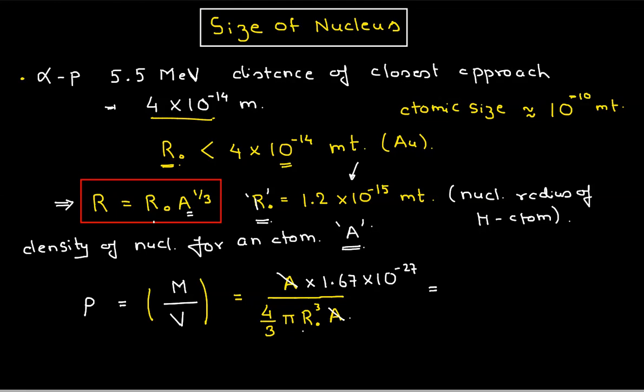Why are we multiplying with u? Because the mass of the atom is what in terms of kg, if the mass number is A.